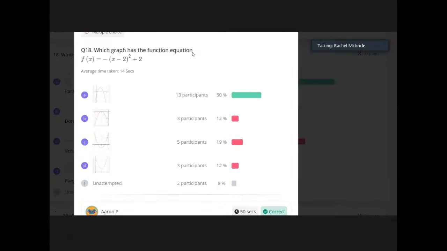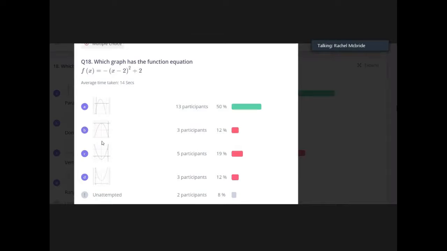So it says, which graph has an equation? So this is negative. So anybody that picked C or D, that opened up. So it cannot open up because the graph is negative. So it had to be A or B. And then you wanted to look at these transformations. So that +2 told me my graph went up 2 units.